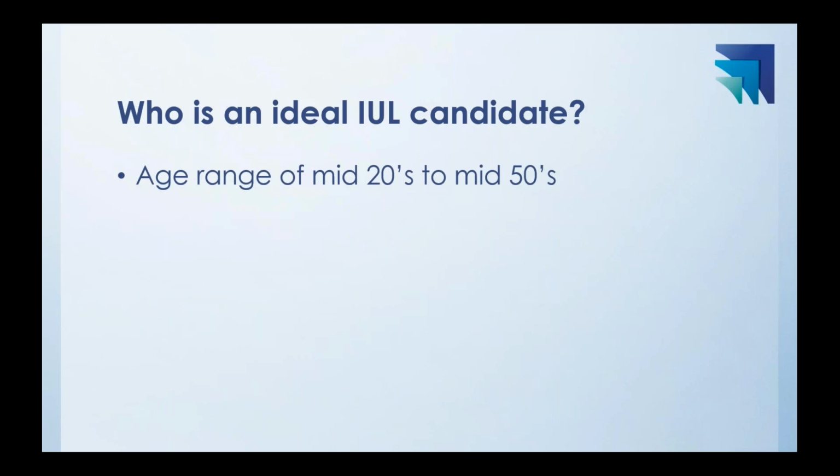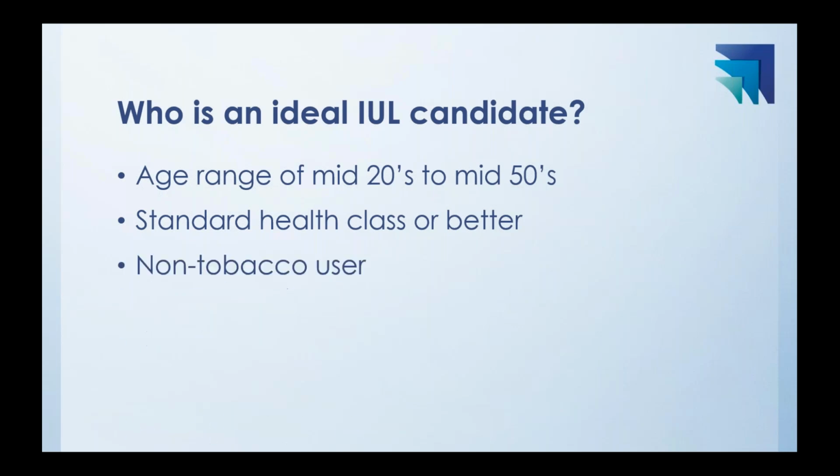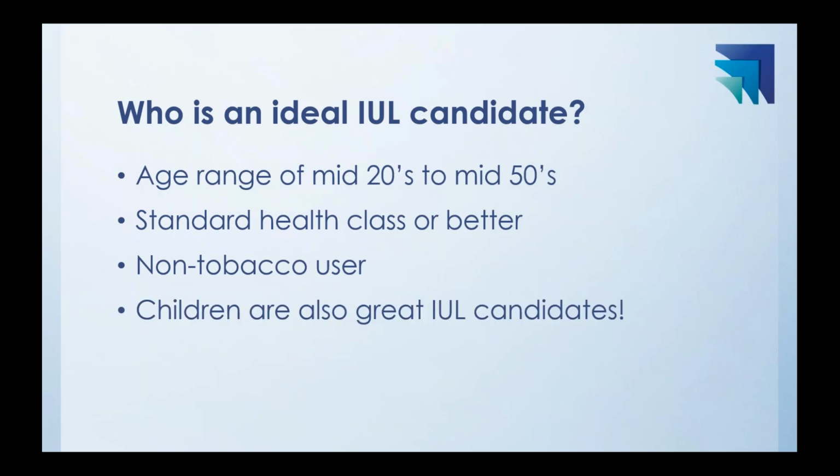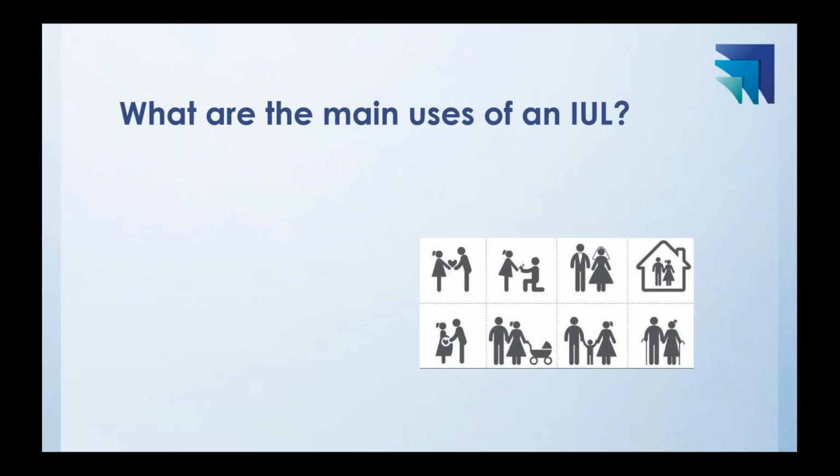So people in their mid-20s to mid-50s as far as age range, that's a good place to start because, again, the younger a person is, the lower their cost of insurance and the more time they have to let that cash value grow. The better their health class, the lower their internal costs are going to be. So standard health class or better is usually a good target there. Obviously, non-tobacco users have much lower cost of insurance than tobacco users, and children are excellent candidates for IUL because they are going to have the absolute lowest internal costs, and they have the most time to let that cash value grow. So again, your client doesn't have to meet each and every one of these pieces of criteria, but the more they can meet, the better.